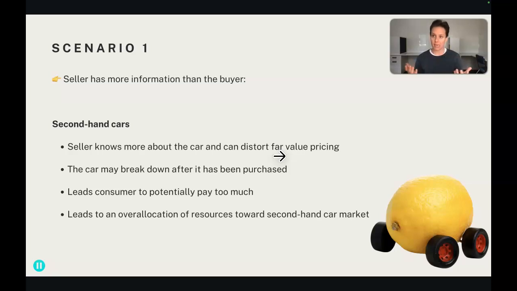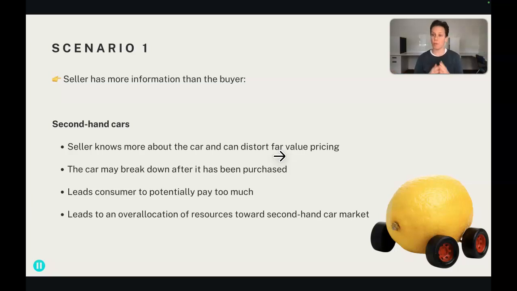And so what we see here is it signals to the market to say, hey, if you want to allocate your lemon to the market, you're going to get a higher price than what it's actually worth. And so that encourages more lemons to come into the market to then be sold in that secondhand market space. And as a result, there's an over allocation of lemons to the secondhand car market. And that is the distortion in resource allocation that leads to market failure.